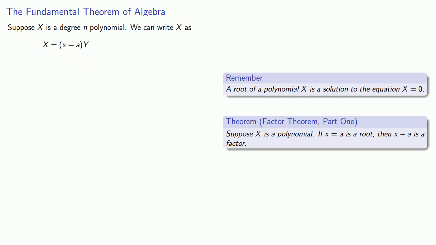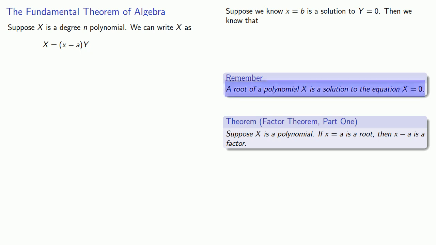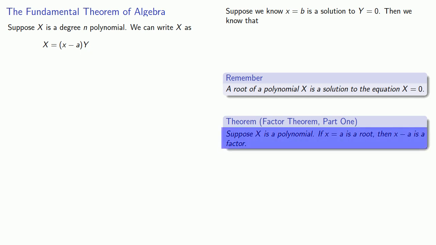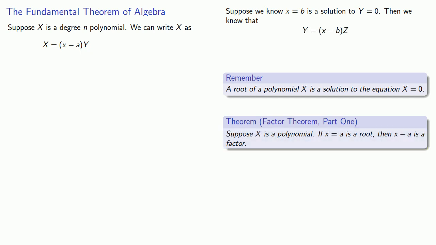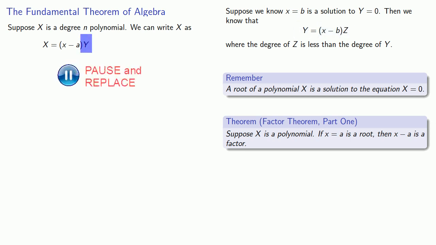Well, now let's consider that polynomial y. Suppose we know that x equals b is a solution to capital Y equals 0. Well, then since x equals b is a solution, we know that x equals b is a root, and by the factor theorem, if we have a root, we have a factor. So we know that y is equal to x minus b times z, which is some other polynomial where the degree of z is less than the degree of y. Remember, equals means that any time we see the one thing, we can replace it with the other. So this says any place we see a y, we can replace it with x minus b times z. Well, there's a y here, so we can replace it.